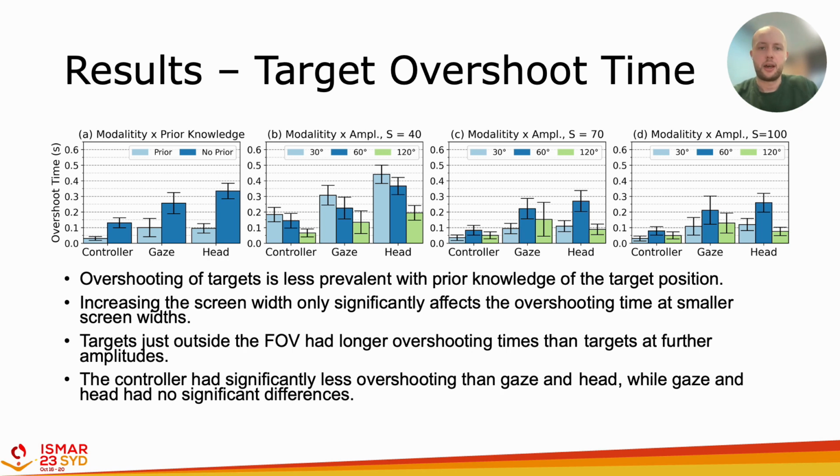And targets that are just outside the field of view had actually longer overshooting times than targets at further amplitudes, as targets appear early in the search movement. And the controller also had significantly less overshooting than gaze and head, while gaze had no significant differences.